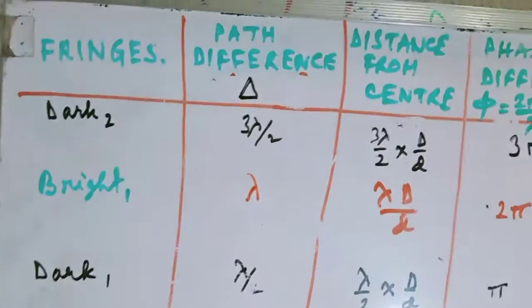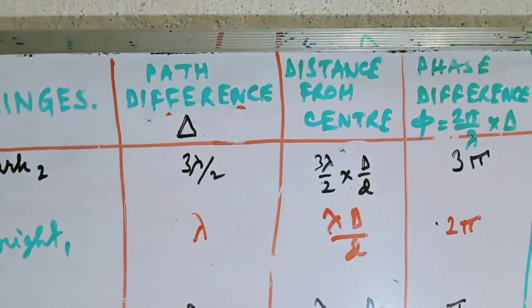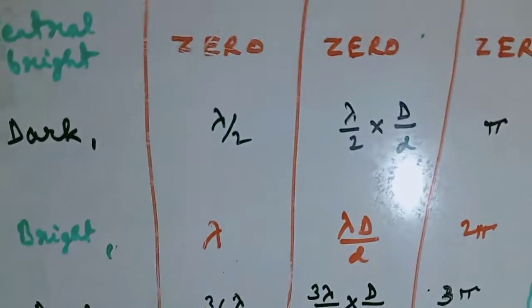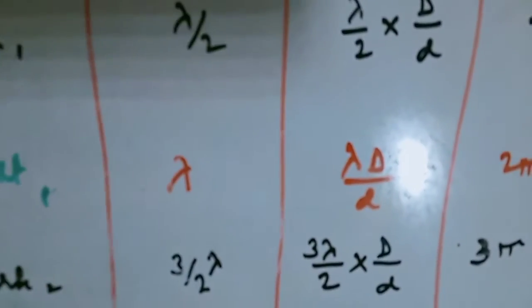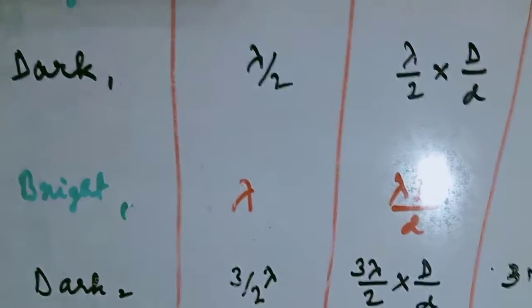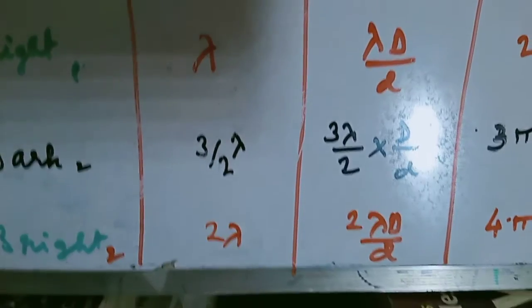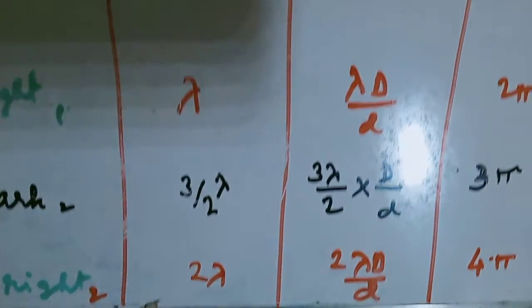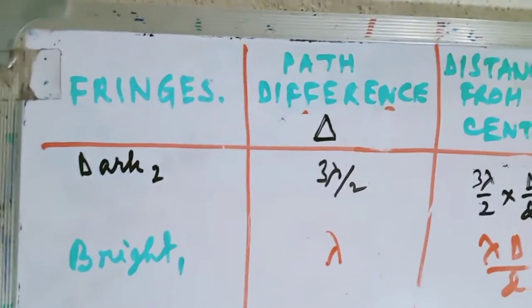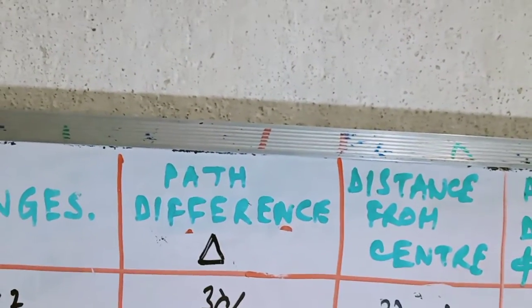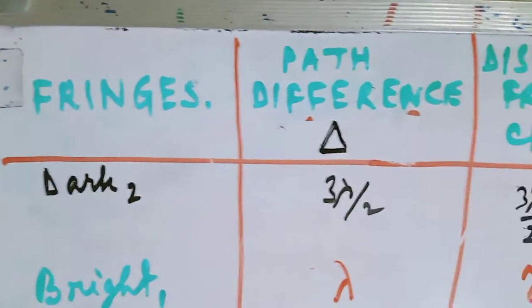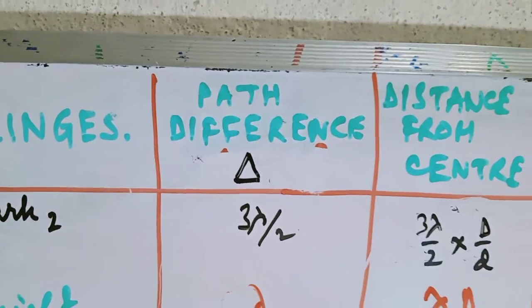So for the first bright fringe it will be D lambda by d. For the second bright fringe it will be again D lambda by small d, shown in red, second bright fringe. For the third bright fringe, 2 lambda D by small d. For the second bright fringe in the upward direction, it will be above the dark, it is not shown here, 2 lambda D by small d, in this manner.